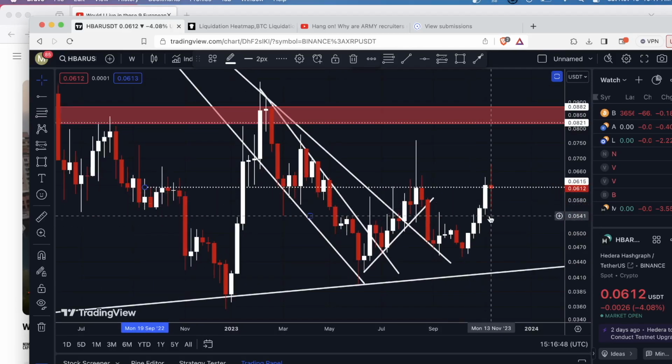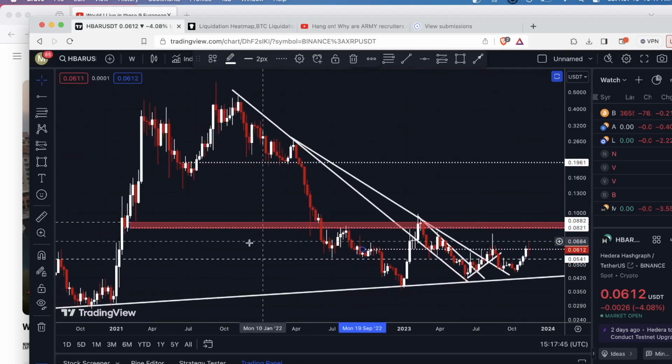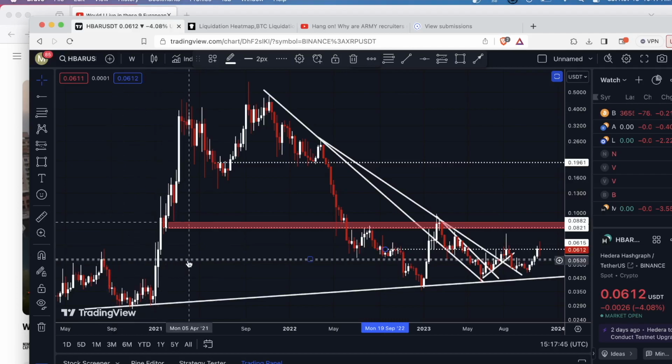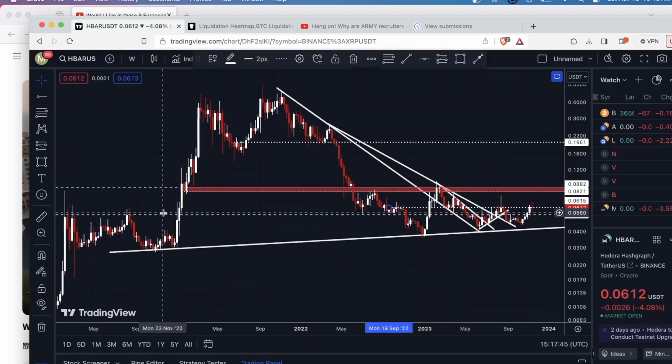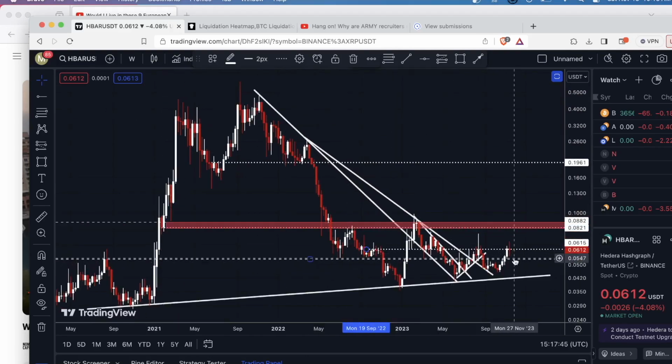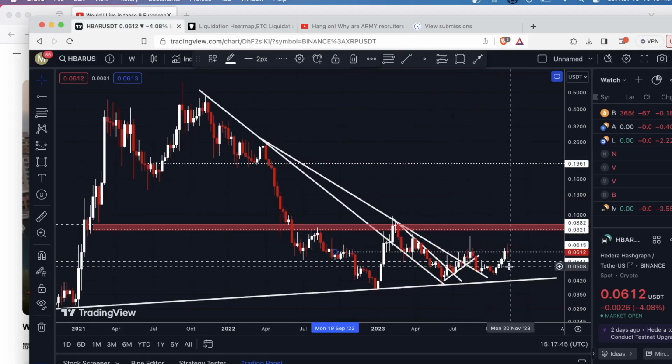Obviously, if we break down, the next level of support down here is going to be slightly over 5 cents, 0.0541. So that's the local level of support, based on this horizontal line that I told you to draw on the chart. There's a lot of history right here. Rejection point, rejection point, rejection point. So this is going to be a level of support on the way down if we do come down. And then beyond that, we have this upsloping level of support. So these are the local levels, guys.